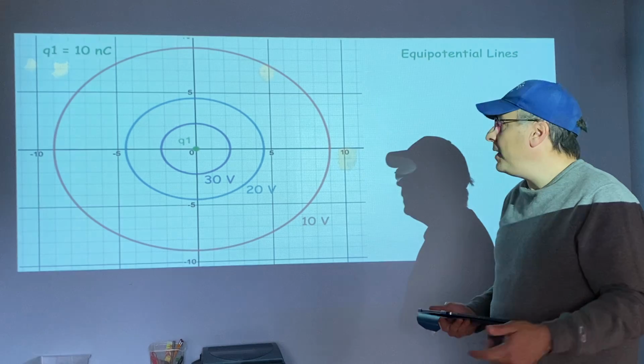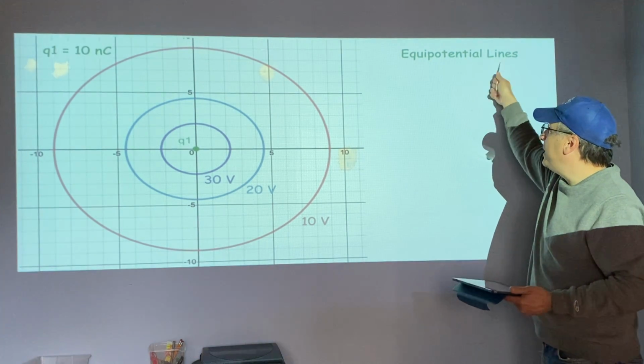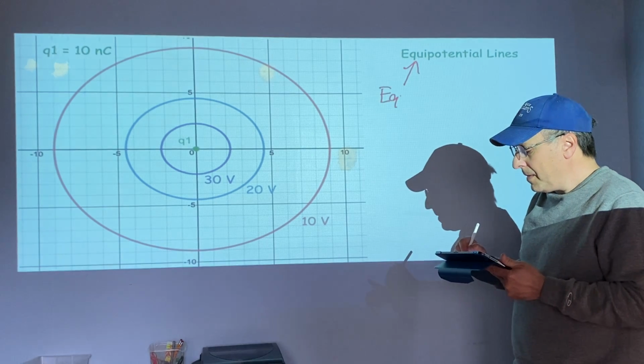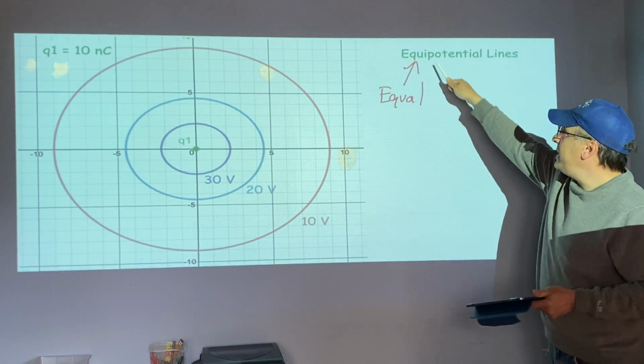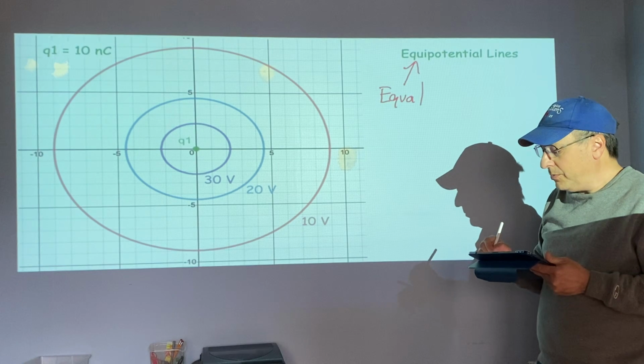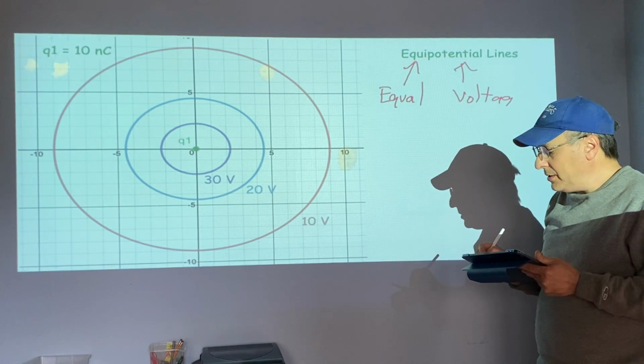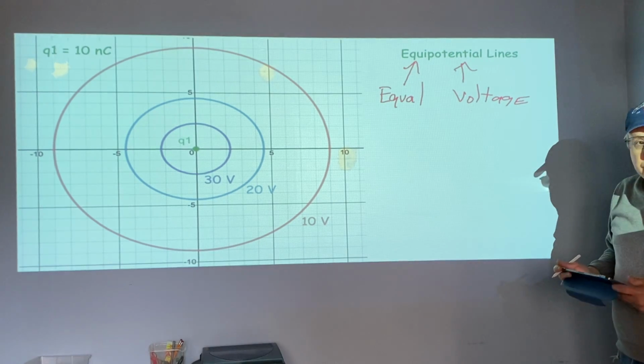Okay, most of that was stuff we had done before. Today's really new thing are these things called equipotential lines. And hopefully you can figure out what they mean. Equi means equal. Potential, we learned, means voltage. So these are lines of constant voltage.